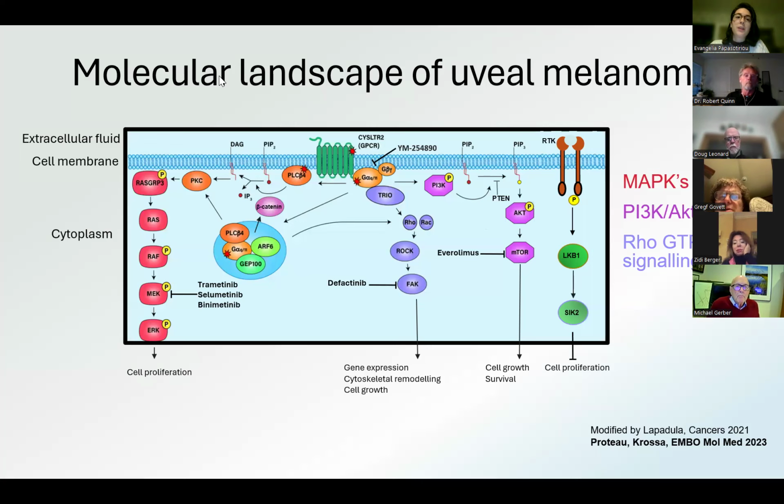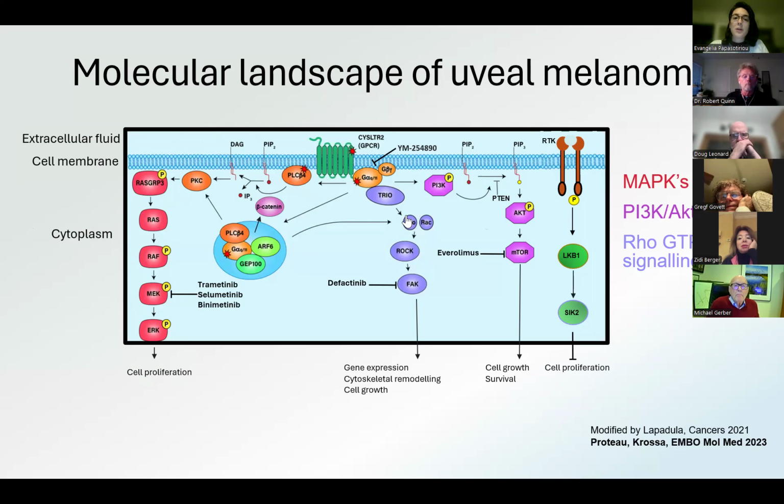So we move from the genetics now to the uveal melanoma signaling. So it's a little bit of biology here. I'm going to try to make it as simple as possible. This blue line depicts the cellular membrane. Outside, we have the extracellular fluid, so we are outside of the cell here. And the other part refers to the cytoplasm, so we are inside the cell.